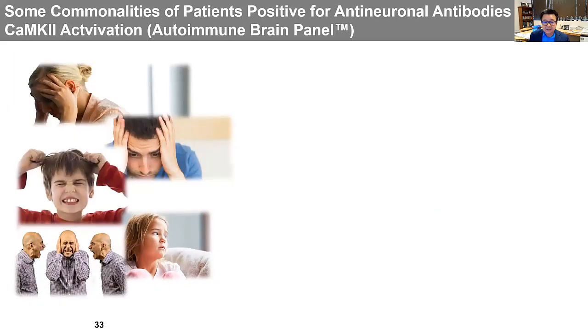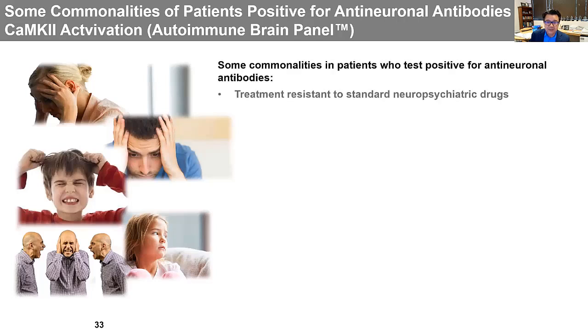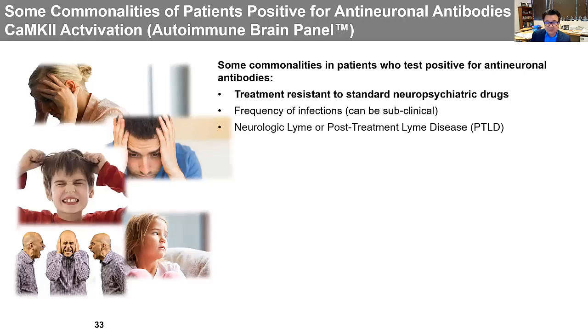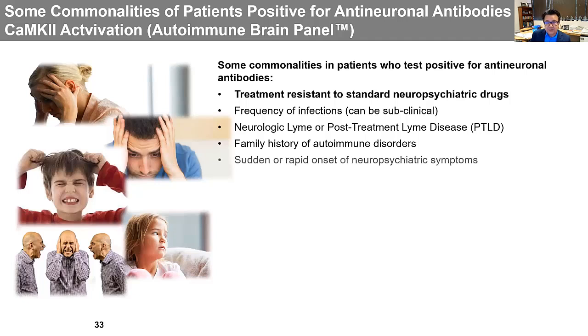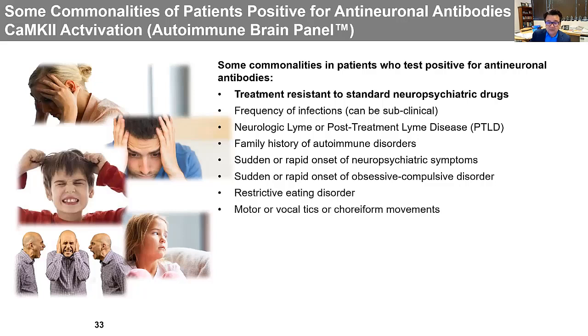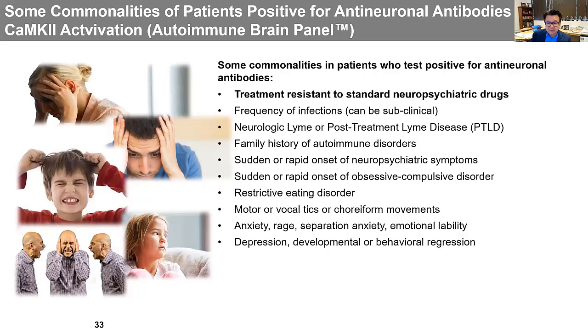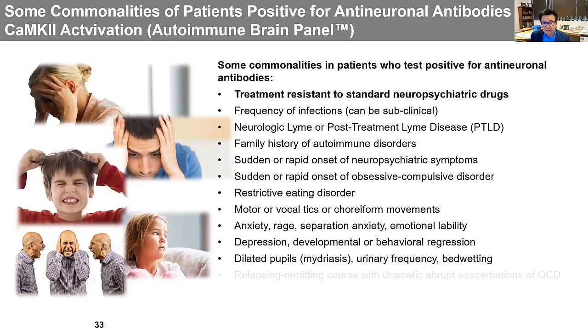So what are the common symptoms of patients that have positive anti-neuronal antibodies and CaM activation in the autoimmune brain panel? We see that they tend to be treatment resistant to standard neuropsychiatric drugs. They could have multiple infections, Lyme, neurologic Lyme, post-treatment Lyme. Typically a family history of autoimmune disorders, sudden or rapid onset of neuropsychiatric symptoms, sudden or rapid onset of OCD, restrictive eating disorders, motor or vocal tics or choreiform movements, anxiety, rage, separation anxiety, emotional lability, depression, and different types of behavioral regression. Sometimes they will have dilated pupils. That's one sign. Typically, that's associated when we see an activated CaM kinase, and urinary frequency.